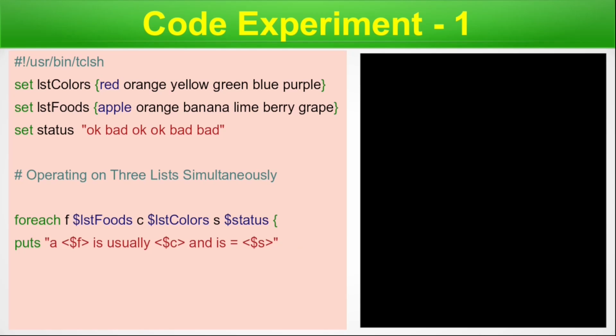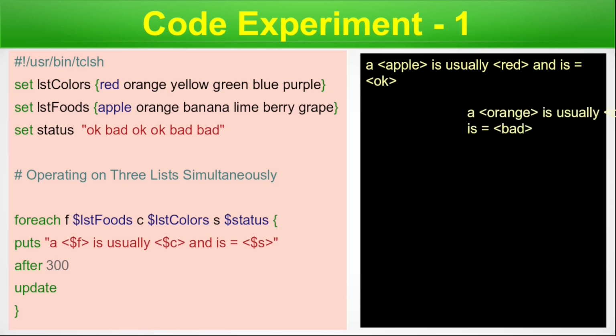This will come as meaningful once we take the output on the screen. After 300 time units, the print will be echoed and updated on the screen. So here we close. Once we execute this particular code, the first is apple is usually red and is okay. Now you can see that it has picked up 1 element from each of the lists. In the same way, if I proceed, we can see that orange is usually orange and bad.